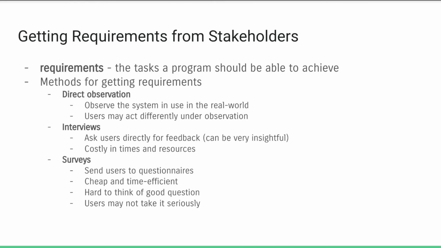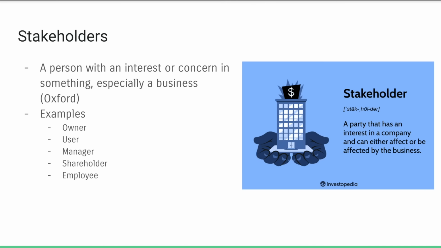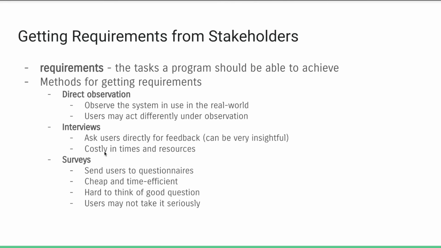So requirements, as we touched on before, are the tasks that a program should be able to achieve. Now, oftentimes if we're getting requirements from stakeholders, it's probably going to be the users, any managers that work in a company, employees that work in a company. These stakeholders could also be an organization that's just using the software, not necessarily the organization that makes the software. So we need to go to them for getting the requirements for that software.